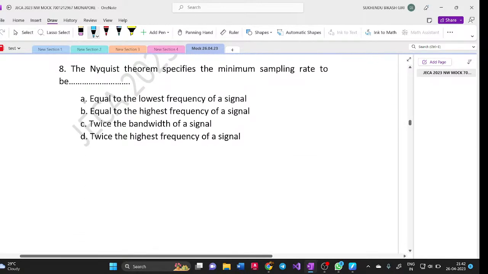Question 8. The Nyquist theorem specifies the minimum sampling rate to be dash. We have answered this question in the previous question. What will be the answer? Answer in the comment section very fast.